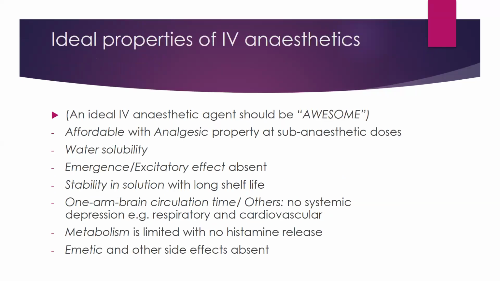So what are the properties of an ideal IV anesthetic? Just remember that an ideal anesthetic should be awesome. That is the mnemonic. Number one, A: it should be affordable with analgesic property at sub-anesthetic doses. So one of the ideal properties of an IV anesthetic is that it should be affordable and have analgesic property at low or sub-anesthetic doses. W: it should be water soluble. E: emergence or excitatory effect should be absent.